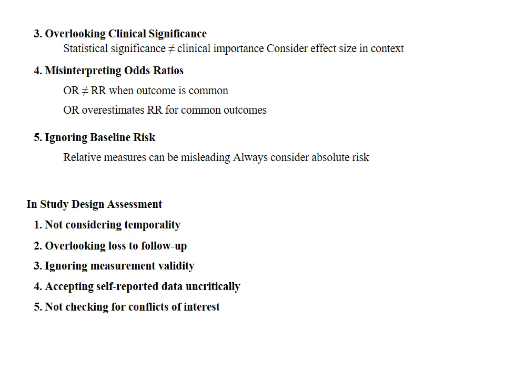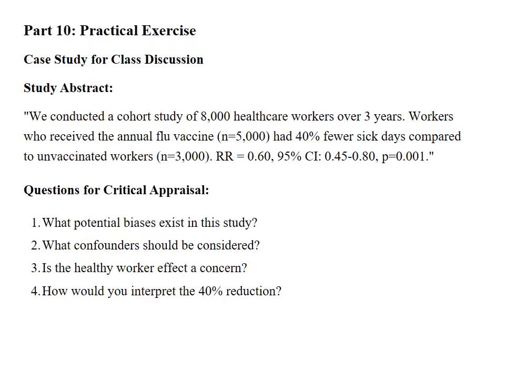Misinterpreting odds ratios: OR is not equal to RR when the outcome is common. OR overestimates RR for common outcomes. Ignoring baseline risk: relative measures can be misleading. Always consider absolute risk. In the study design assessment: not considering temporality, overlooking loss to follow-up, ignoring measurement validity, accepting self-reported data uncritically, not checking for conflicts of interest.